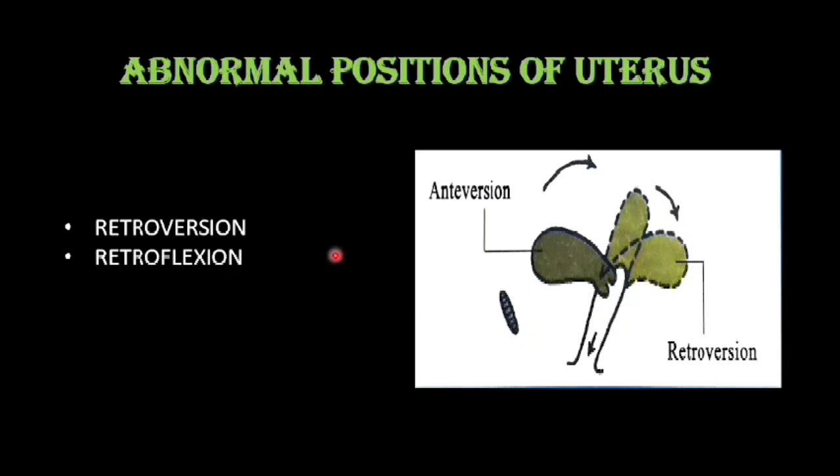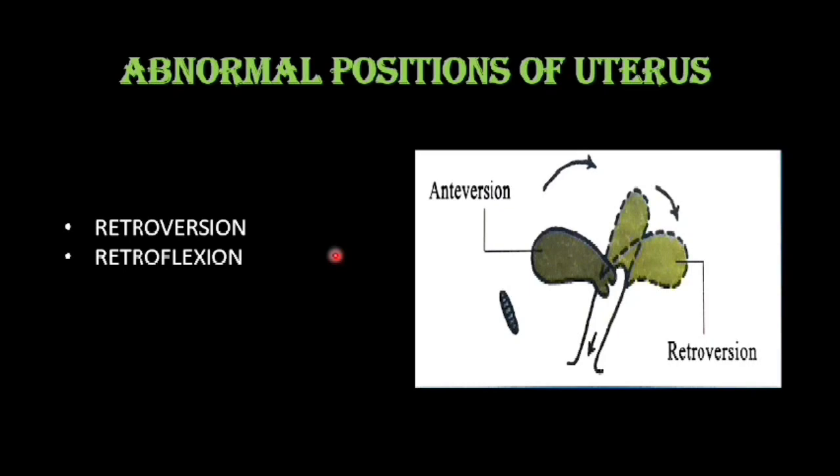Now I have already mentioned that a retroverted uterus is normal if the bladder is distended. But if it is not distended and if the retroverted uterus is there, that means it is not normal, and it can predispose to prolapse of uterus.